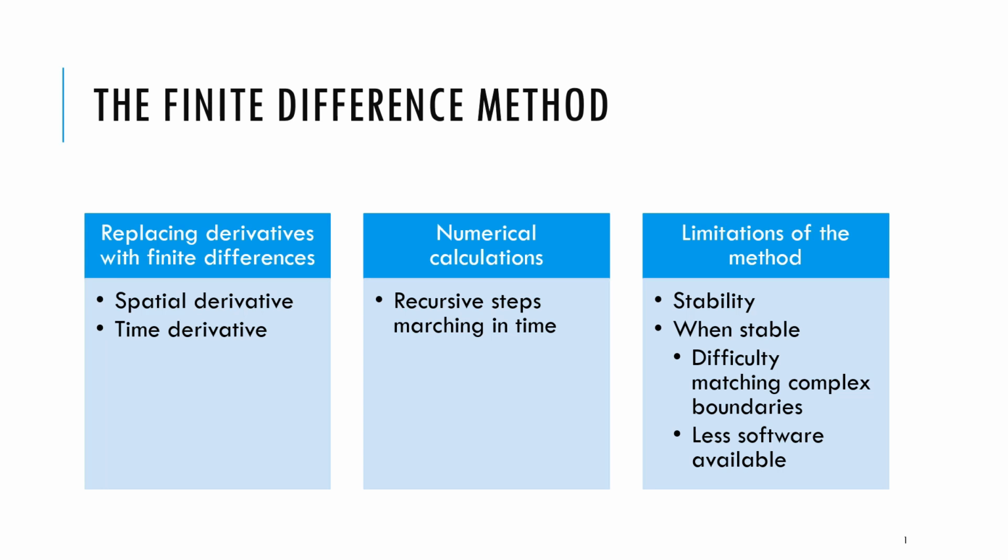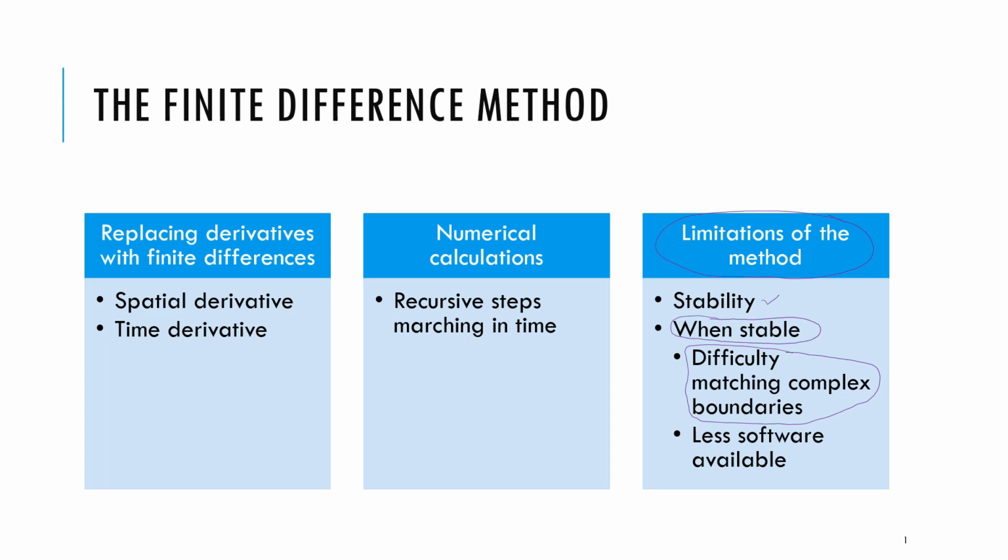Okay, finally, we're going to talk a little bit about the limitations of the method now that we know how the method works. And so we're going to talk about stability in detail, but when things are stable, and we'll talk about when it's stable, we still have these two major limitations that we can think of. One is it has difficulty matching complex boundaries.